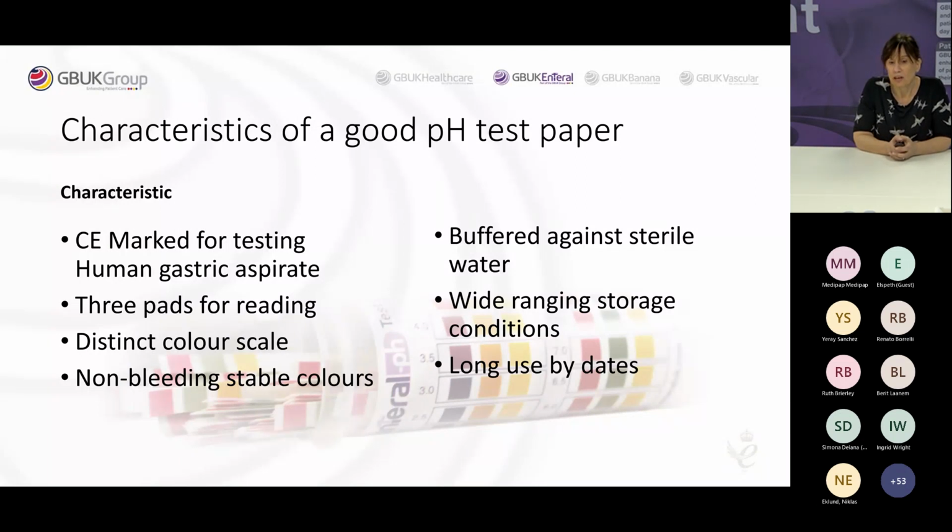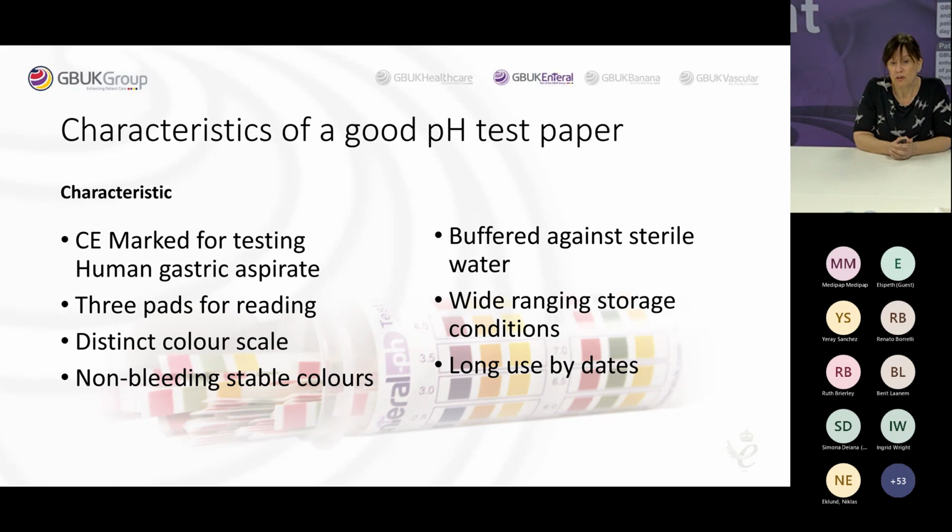It's also important to have a strip that does not bleed and whose colours remain stable once the strip has been soaked in the aspirate. They also need to be buffered against sterile water. Without going into this in great detail, sterile water will appear more acid than ordinary water will. And because sterile water is often used in the most vulnerable patients to flush the NG tube, if you aspirate and get some sterile water flush into that aspirate, it can potentially give a misleading result.